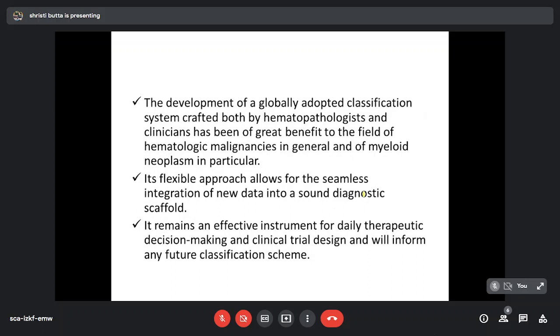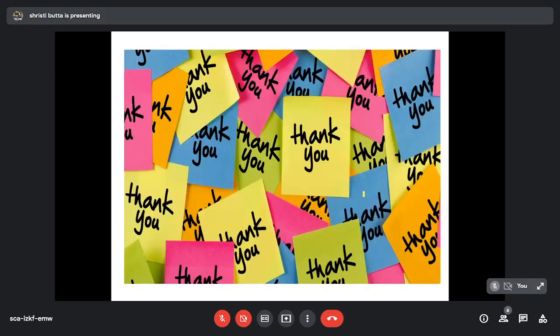The development of a globally adopted classification system crafted by the hematopathologists and clinicians has been a great benefit in the field of hematopathology. And it's quite a flexible and easily crafted classification, which is now being used by WHO. And it remains an effective instrument for daily therapeutic decision-making and clinical trial designing, and will also inform any further future classification schemes. So we need to add even more and go into further targeted therapies in case of acute myeloid leukemias. So thank you so much for your patient hearing.